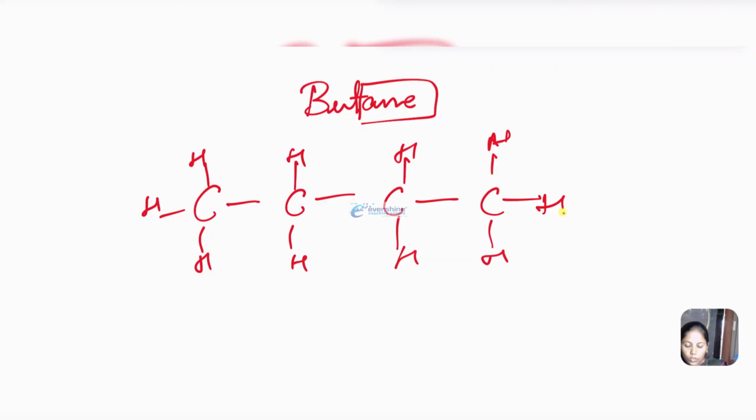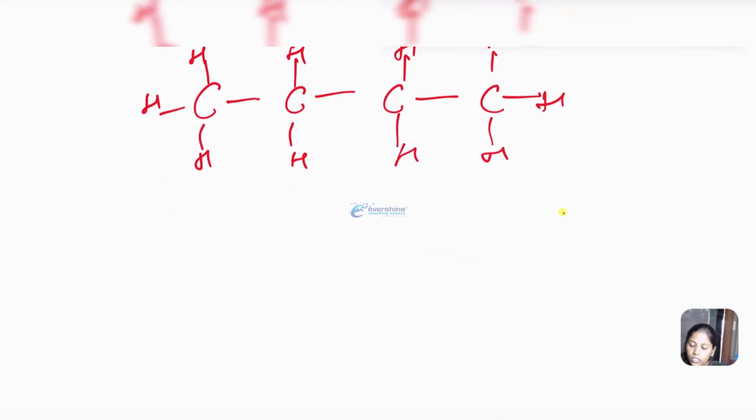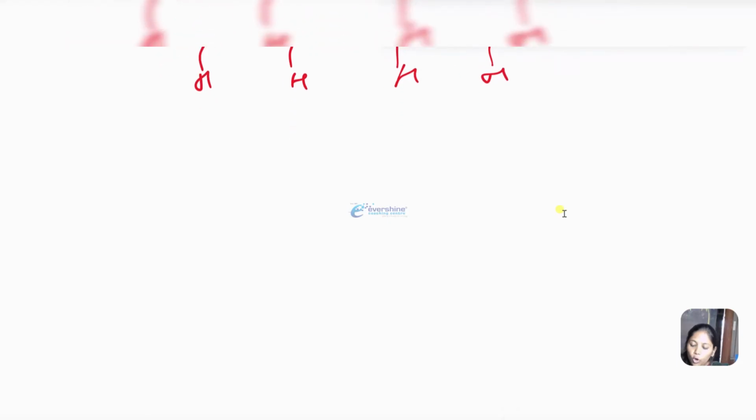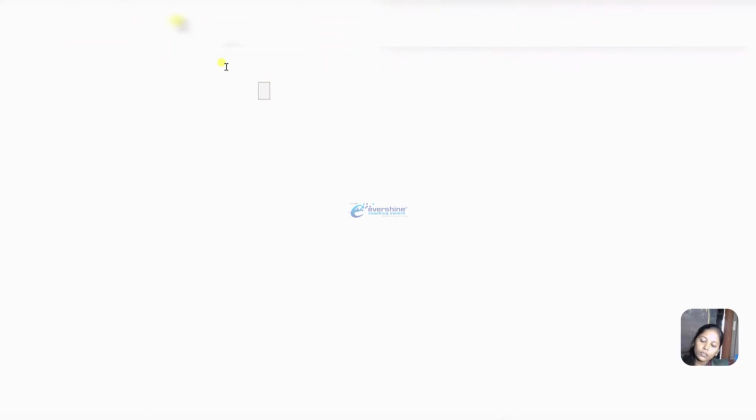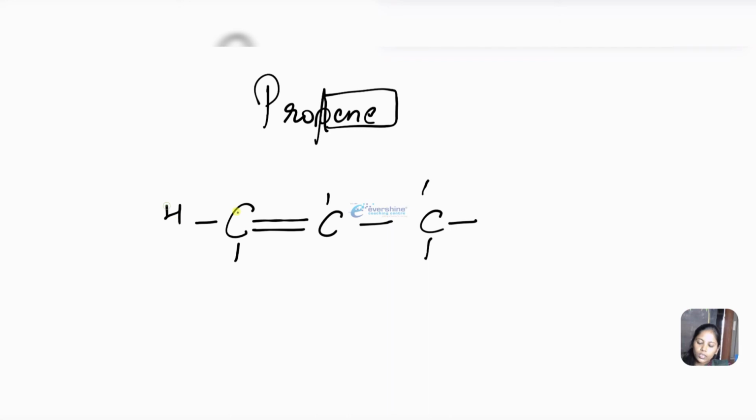Okay. Then if they ask you to write the structure of propene, how will you write propene? Prop means how many carbon? 3. 1, 2, 3. Ene is there. In one place you should put a double bond. Rest all single. For each carbon there should be 4 bonds. This is how you need to write the structure of propene. Ready? Okay. Next, how to write the structure of butane?